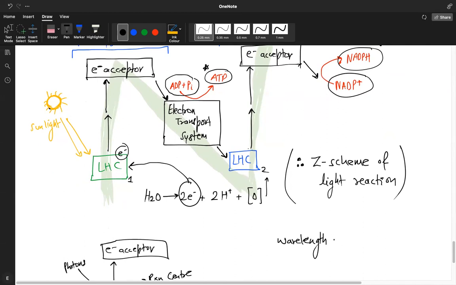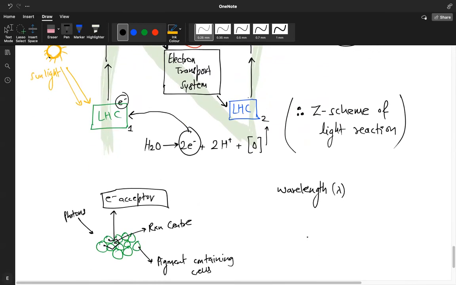Wavelength, which is also denoted by lambda in physics. What is the relationship between wavelength and energy? Anyone remembers? Devangi? E is equal to hc by lambda. What is h and what is c? C is the speed of light and h is the Planck's constant. Very good. You said E is equal to hc by lambda, right? This is energy.